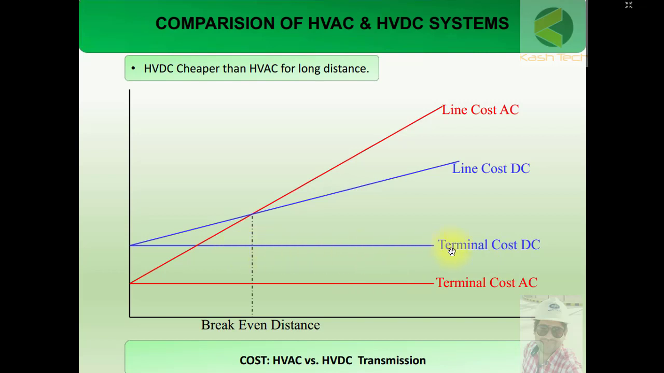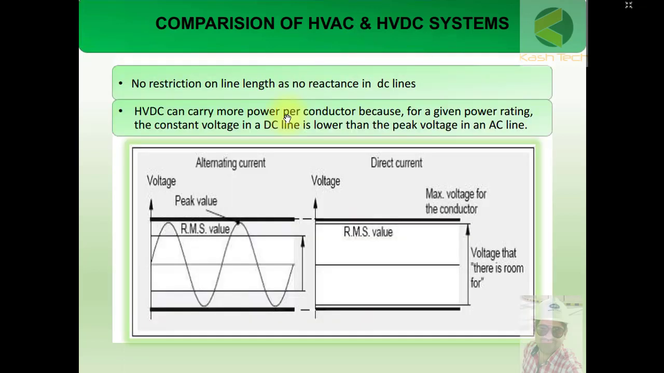and the terminal cost obviously will remain the same, not depending upon the system itself. So you can see HVDC terminal cost or substation cost is more than HVAC cost. So in that case, if the transmission line is very long, like connecting different countries over a wide distance, it will be economical to use an HVDC system rather than an HVAC system.